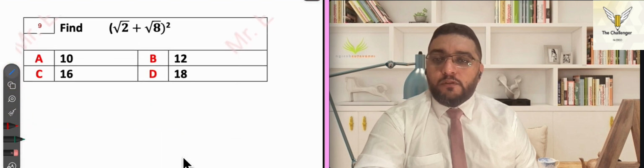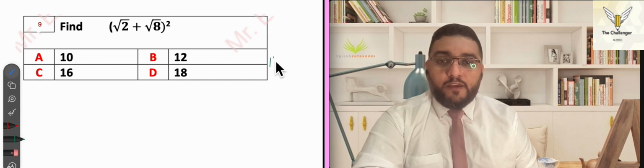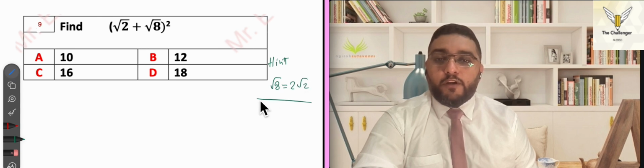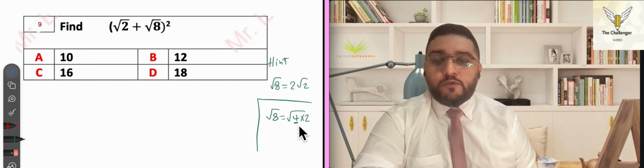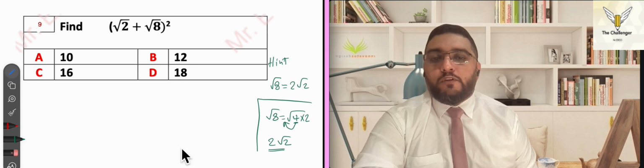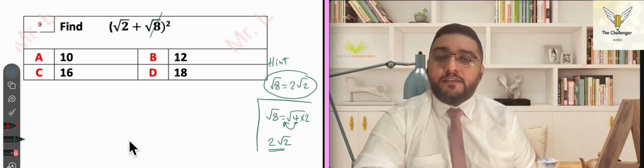Next question. Find the value of (root 2 plus root 8) raised to the power of 2. We have a hint in this question: root 8 equals 2 root 2. From where? Root 8 equals root of 4 multiplied by 2. So take the square root of 4, which equals 2, and write down root 2. So root 8 equals 2 root 2.